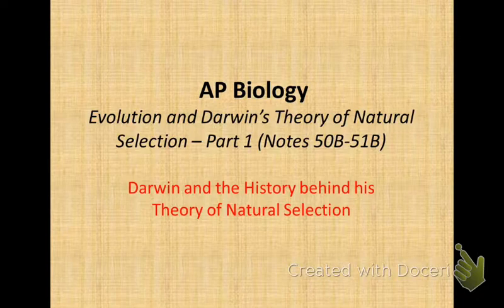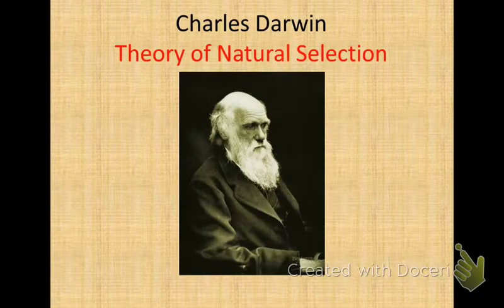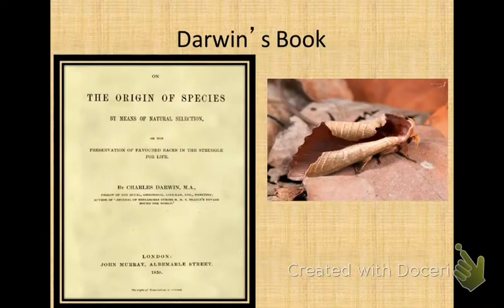All right, this PowerPoint is going to deal with Charles Darwin's theory of natural selection. It just kind of gives you some of the history of the scientists at that time and how they influenced his development of this theory. Okay, so this is a picture of Charles Darwin. He lived in England from 1809 to 1882. You will not have to know those dates. But in 1859, he published a book called The Origin of the Species.